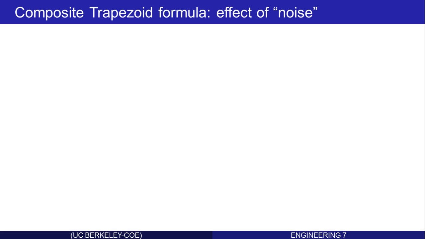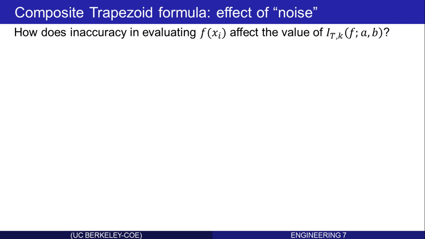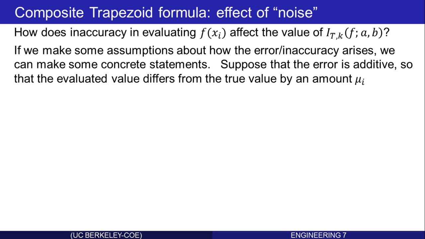One last issue to discuss before we close out the composite trapezoid formula is the effect of noise or errors in the function evaluations. How does the inaccuracy in evaluating f of x_i affect the value of the k subdivision trapezoid approximation to the integral of f over the interval a to b? Well, if we make some assumptions about how the error or inaccuracy arises, we can make some concrete statements.